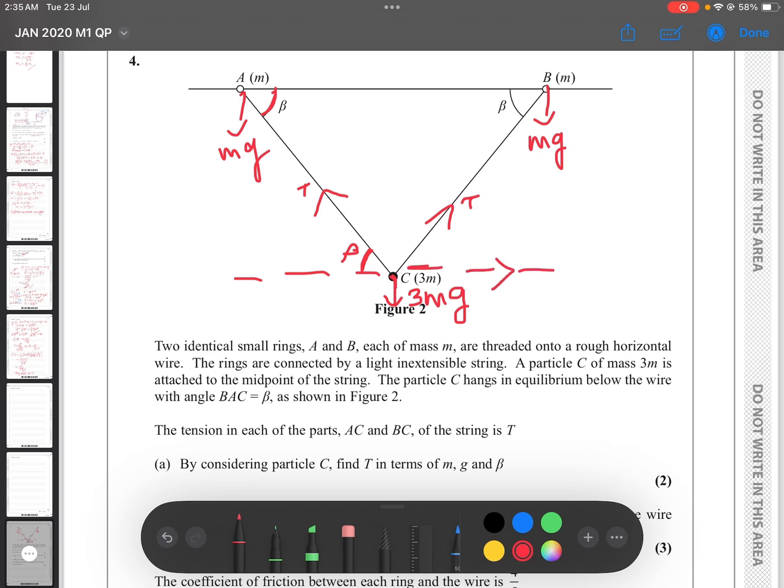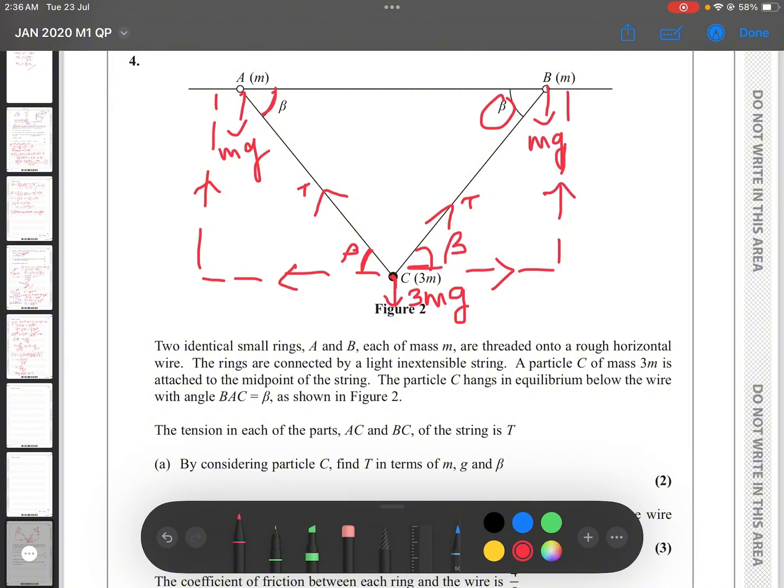This angle must also be beta because this is beta, because of alternate angles. I hope you guys understood. And then we are drawing out the vectors of the tension because it's acting at an angle. We draw it like this. Okay. So these are going to act upwards.